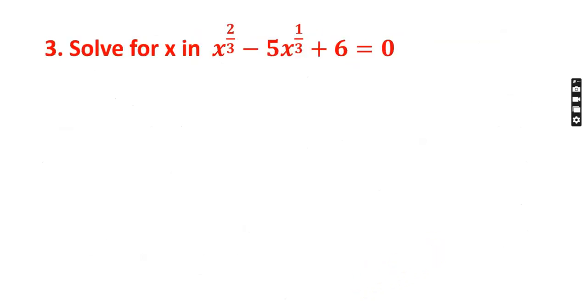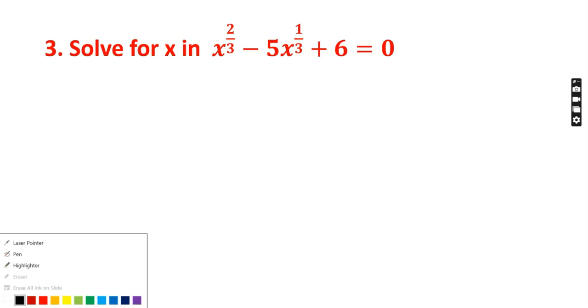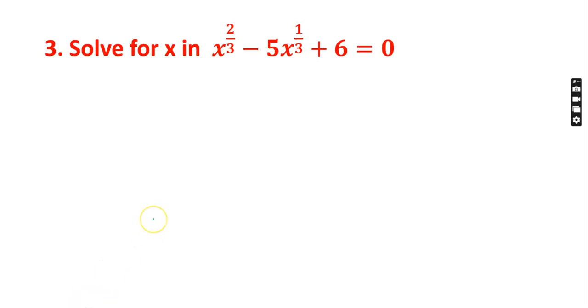Let's solve number 3. Number 3 says x raised to the power 2 over 3 minus 5 x raised to the power 1 over 3 plus 6. So what I'll just do here is change this to x raised to the power 1 over 3 all squared. I've explained that before. That is 2 times 1 over 3, which will give me 2 over 3, minus 5x raised to the power 1 over 3 plus 6 equals to 0.